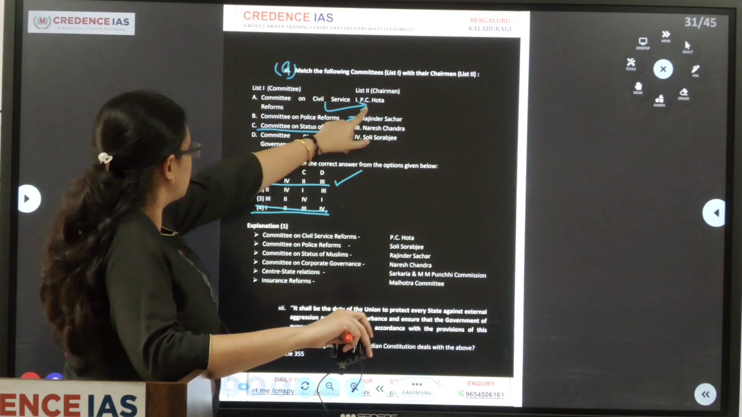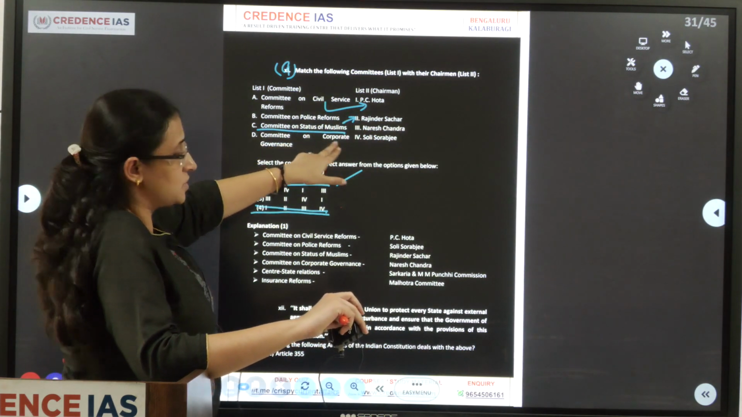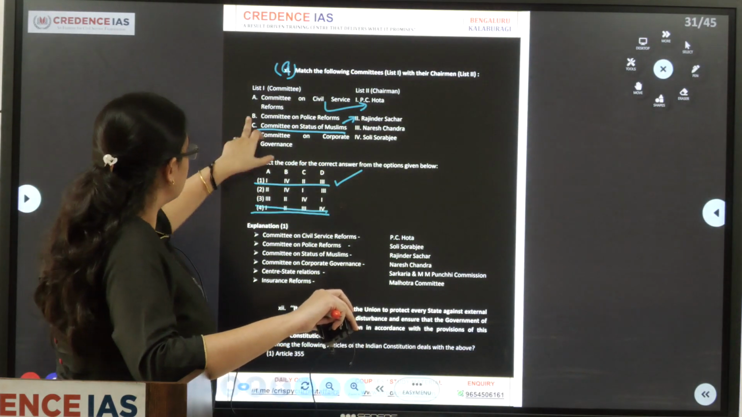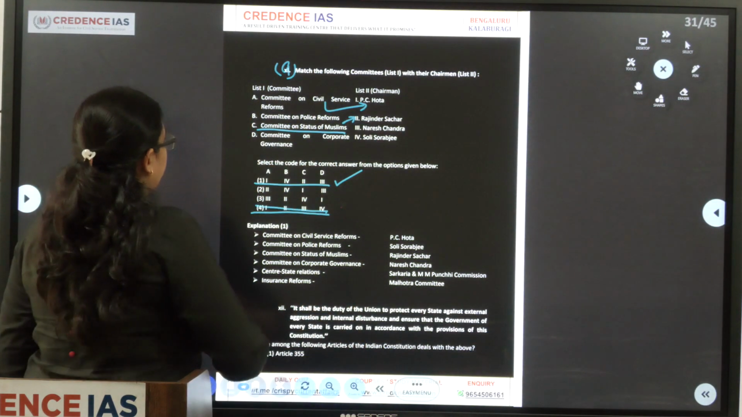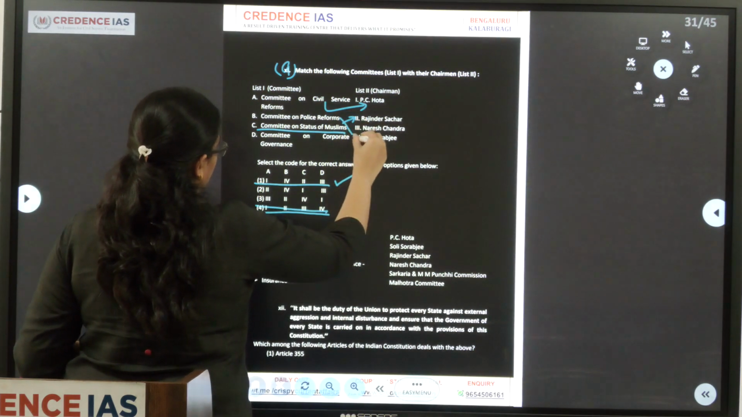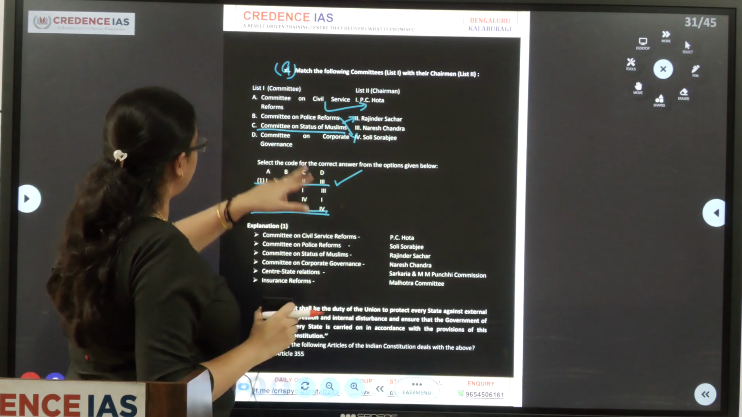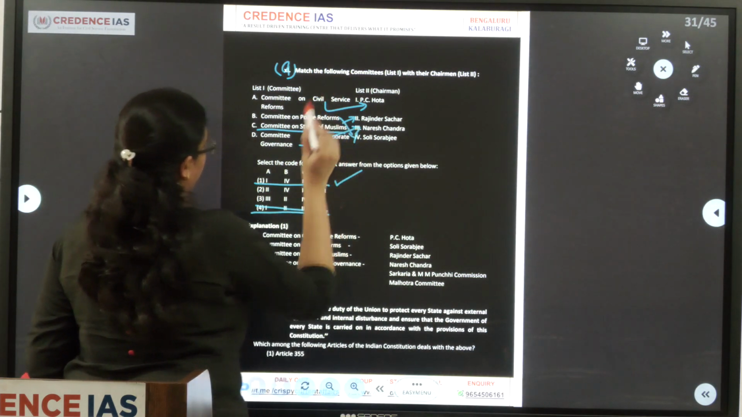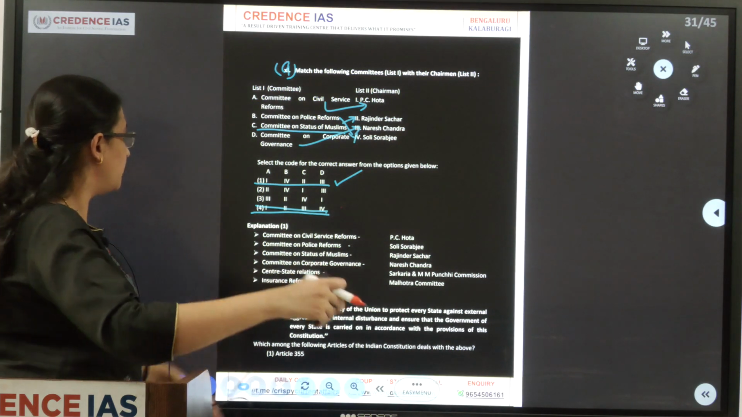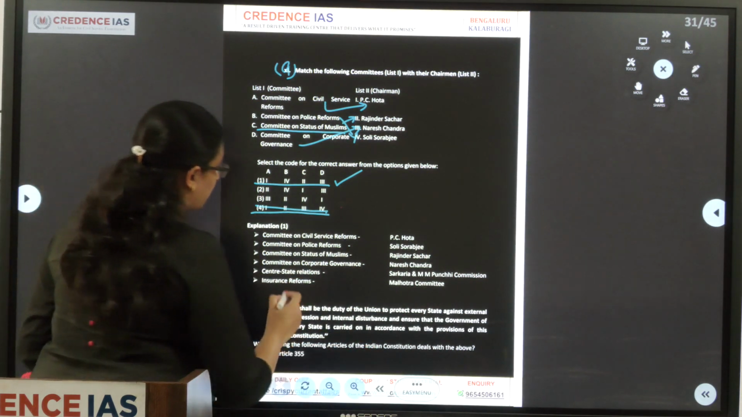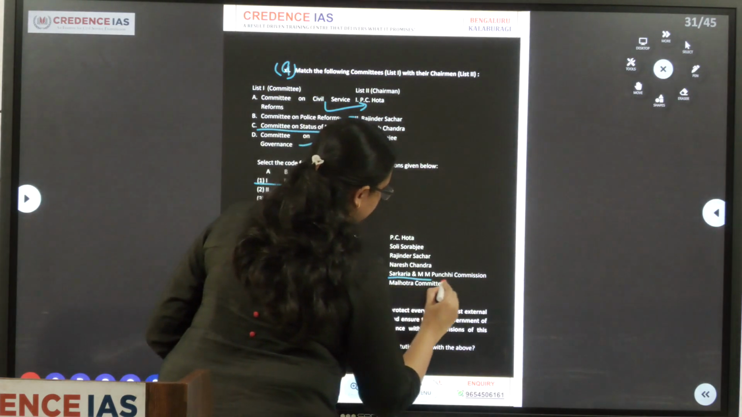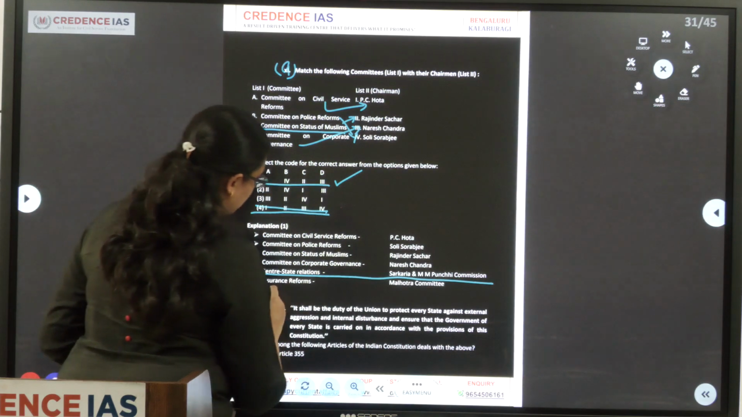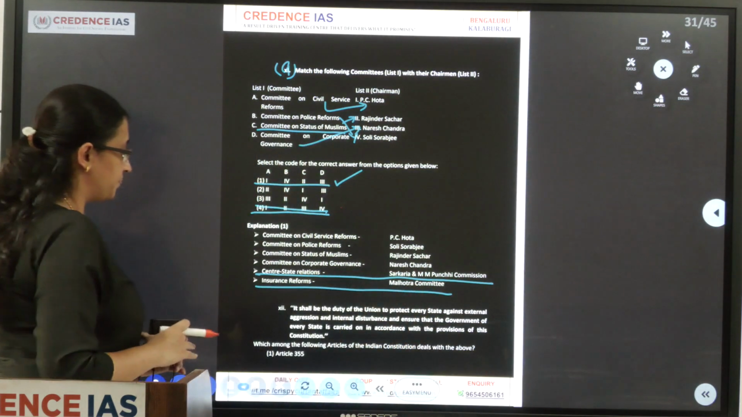So Committee on Civil Service Reforms by PC Hota, Committee on Status of Muslims, that is Minorities, by Rajinder Sachar. So here comes this. Committee on Police Reforms, Soli Sorabjee. Committee on Corporate Governance, Naresh Chandra. Other committees here we have given: Center-State Relations is very important for polity, Sarkaria Commission and Punchhi Commission. Insurance Reforms was the Malhotra Committee.